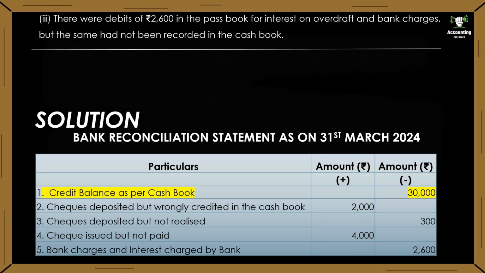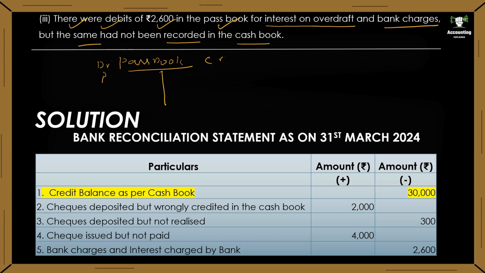Let's see the next transaction. There were debits of 2,600 in the passbook for interest on overdraft and bank charges, but the same had not been recorded in the cash book. In the passbook, they have passed an entry for debit and credit. On the debit side it is payments, on the credit side it is receipts. They debited rupees 2,600, that is minus, for interest on overdraft and bank charges, but in the cash book no entry has been passed for this.